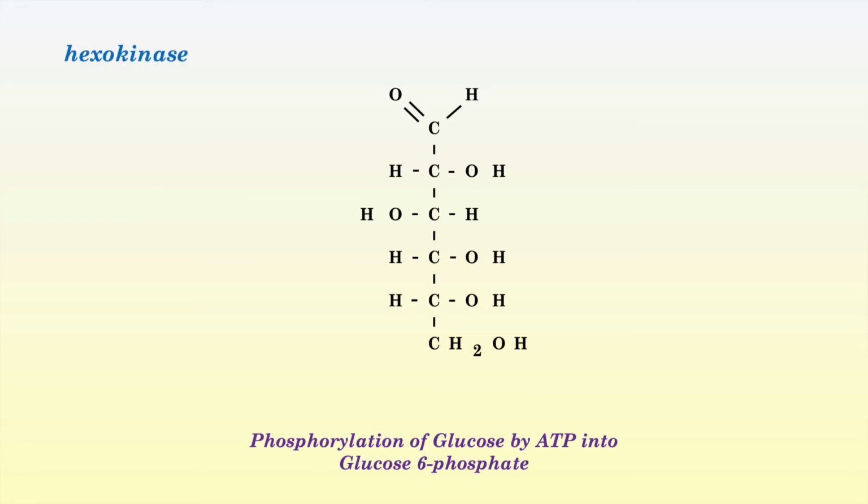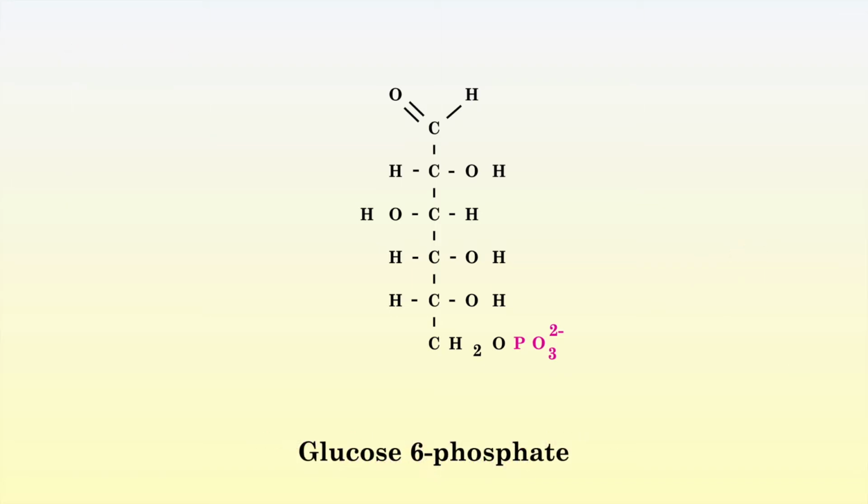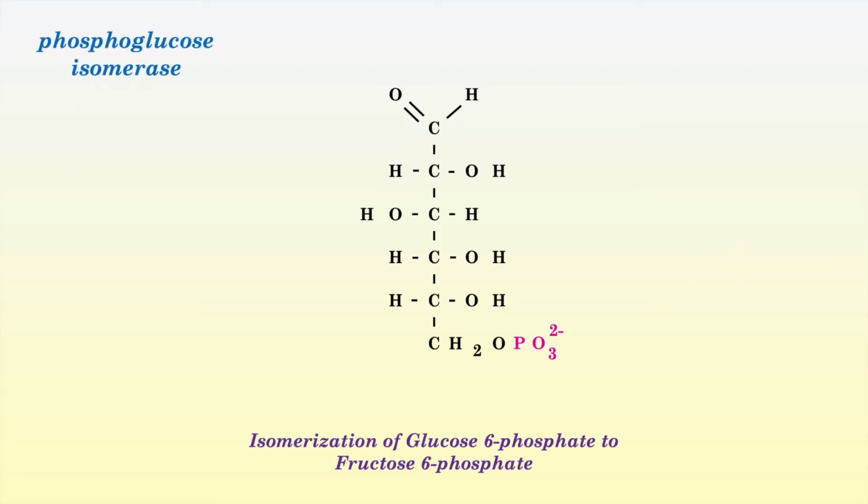The first step of glycolysis involves the phosphorylation of glucose to produce glucose 6-phosphate. This is catalyzed by hexokinase, and during this ATP is converted to ADP. The glucose 6-phosphate is isomerized into fructose 6-phosphate by phosphoglucose isomerase.